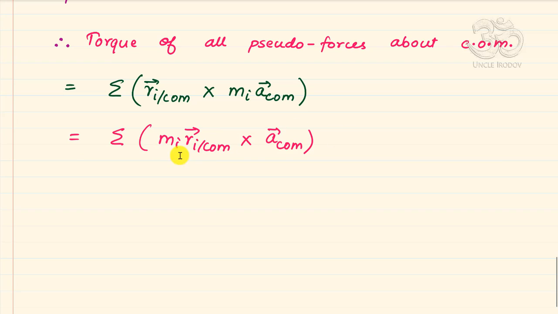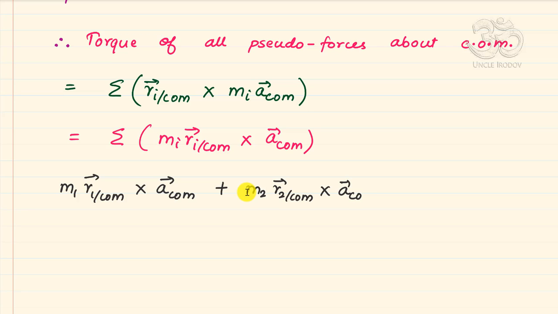So when I write this one in expanded form, I'm going to get M1 R1 with respect to center of mass cross acceleration of center of mass, plus, because of this summation, M2 into R2 center of mass cross A center of mass, plus M3 times R3 center of mass cross A center of mass, and so on. This series will go on and there will be n terms.